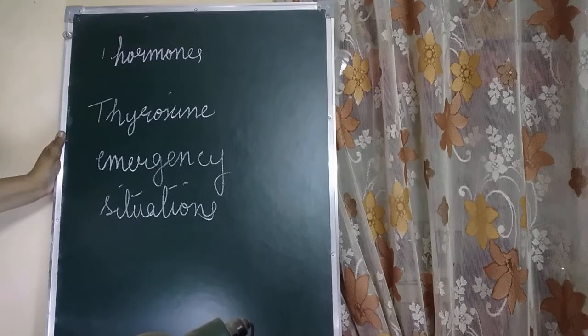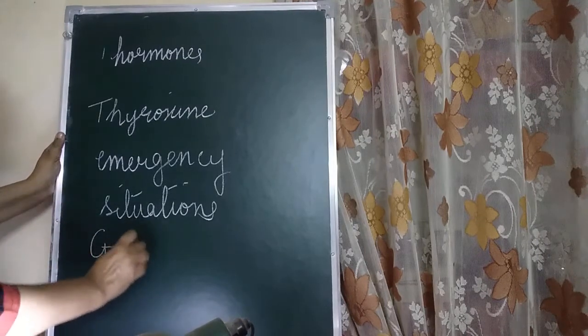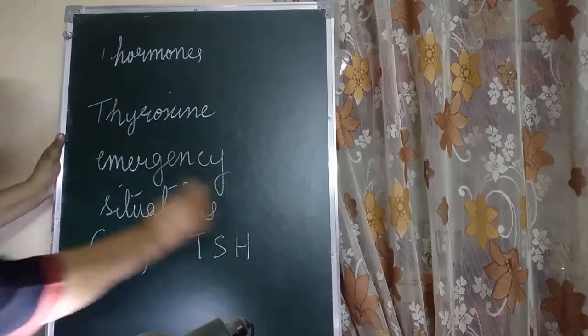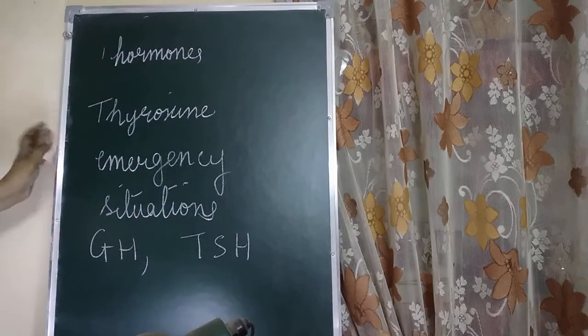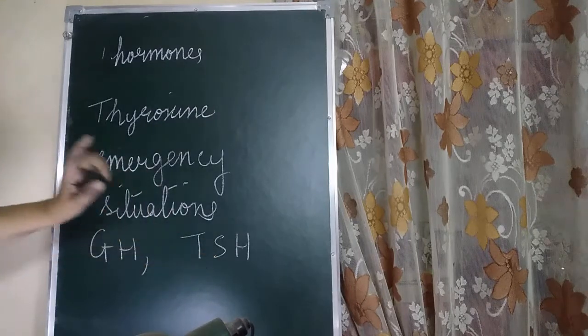Now which hormones does it secrete? Thyroid stimulating hormone and growth hormone. Growth hormone helps in the growth and development of the body, children. And thyroid stimulating hormone stimulates the growth and the function of the thyroid gland.